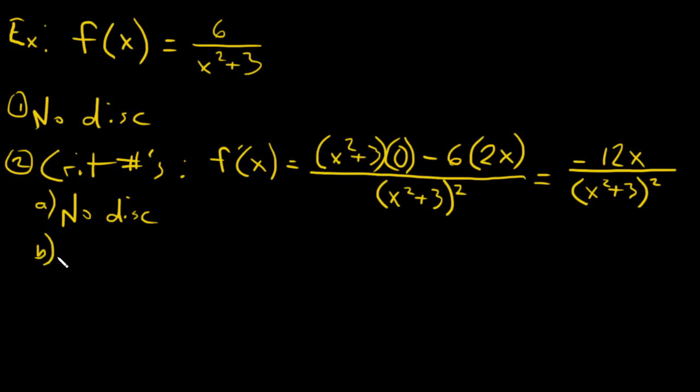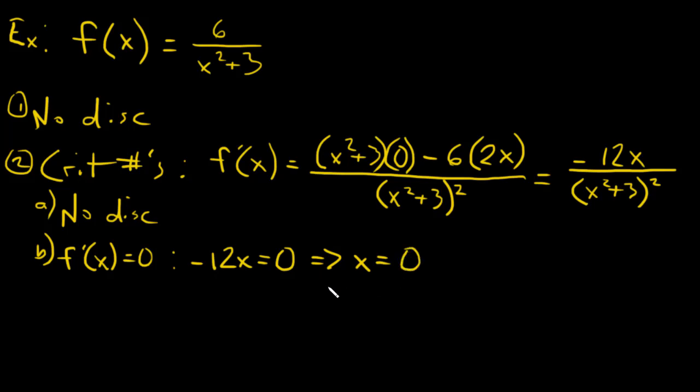So part B, f prime of x equals 0. We want horizontal slopes, so if I'm looking to set this piece equal to 0, when does that happen? Well, that happens when the top equals 0. So negative 12x equals 0, which means that x equals 0. Okay, so now that I have x equals 0, I go to the third step. And this time I actually have to tell you what table I'm going to be making, because I'm going to make the f prime table.